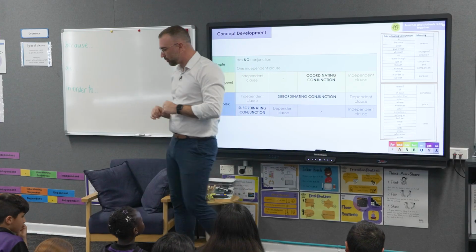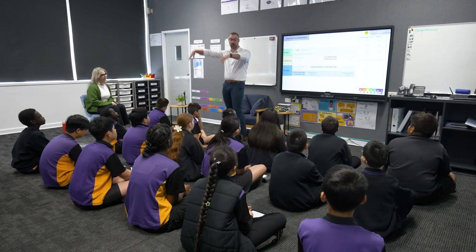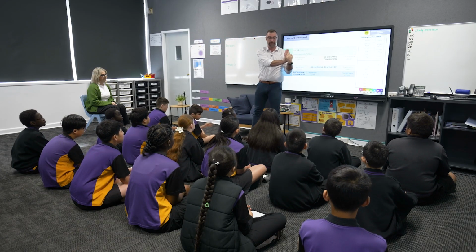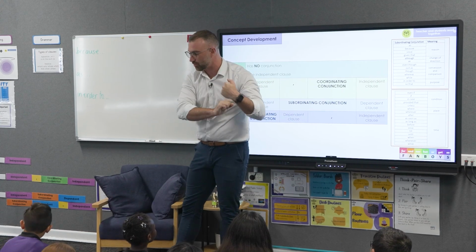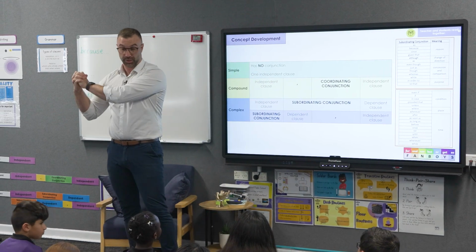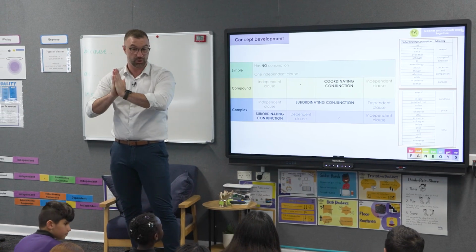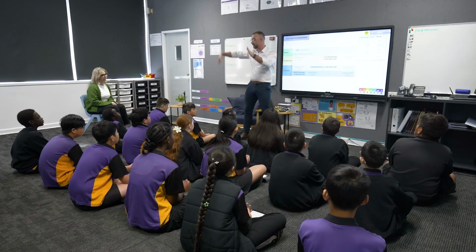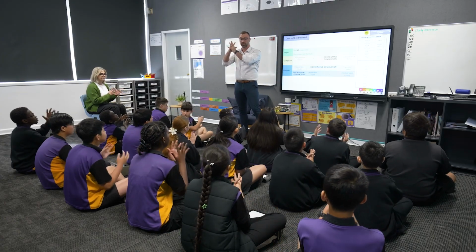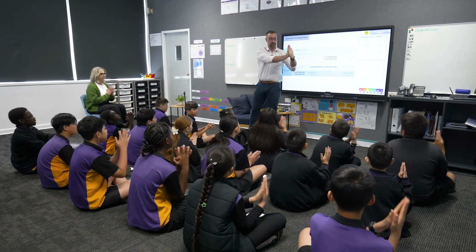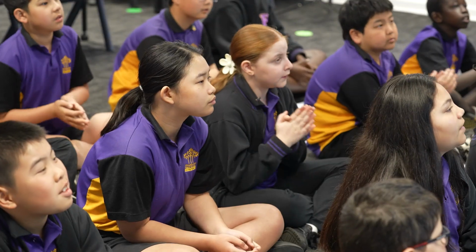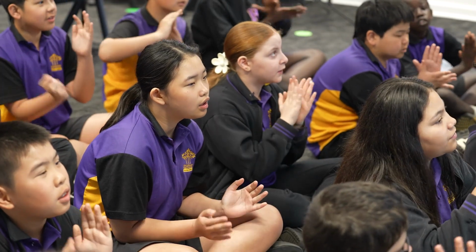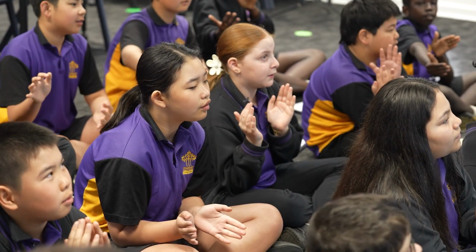We also have our complex sentence, and our complex sentence can go independent clause, subordinating conjunction, dependent clause. But we can also change it around so it starts with our subordinating conjunction, dependent clause, comma, independent clause. Let's do the first way. Ready? Independent clause, subordinating conjunction, dependent clause. All right, let's flip it around. Subordinating conjunction, dependent clause, comma, independent clause.